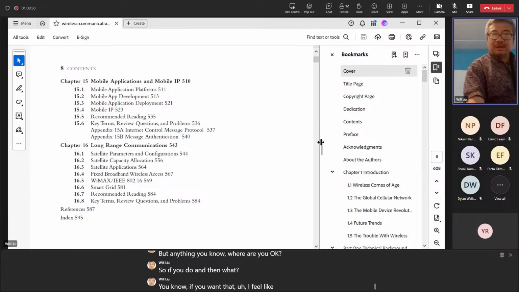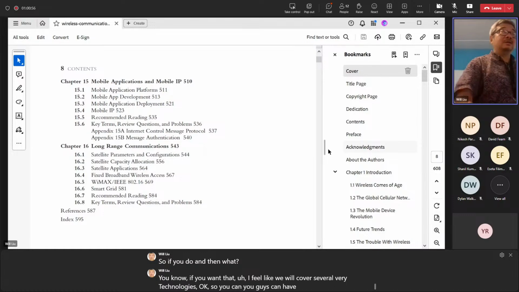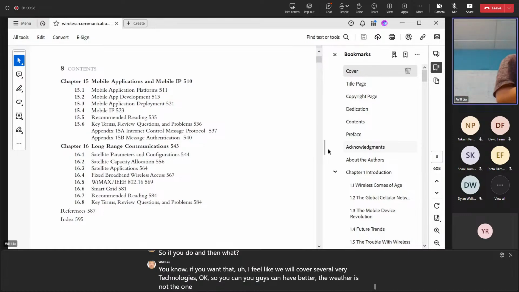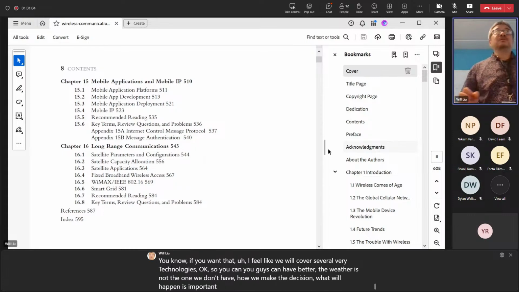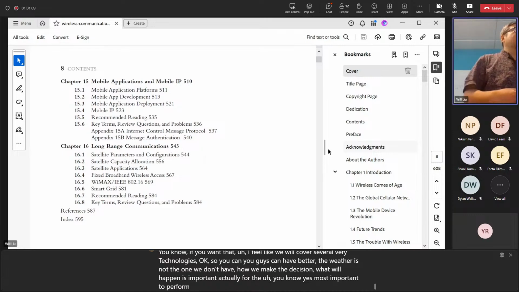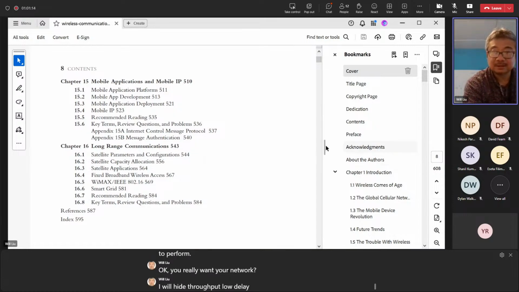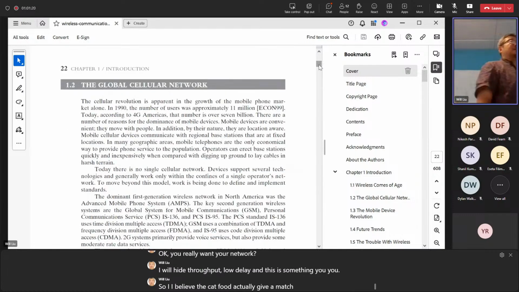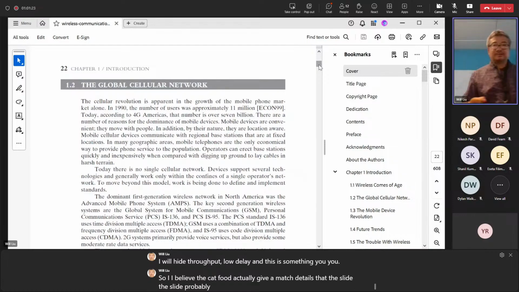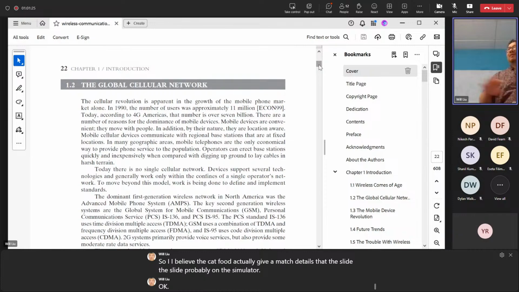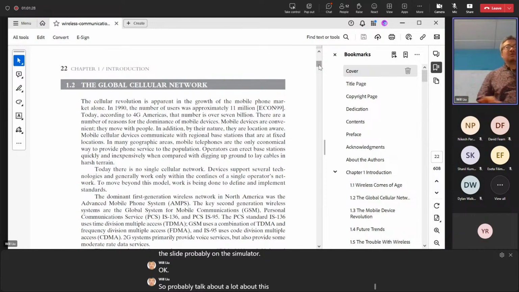I think we will cover several wireless technologies, so you guys can have a better understanding of the way we design the wireless and how we make different decisions. What is most important, especially for the users, is the performance. You really want your network to have high throughput and low delay. I believe the textbook gives much more detail than the slides. The slides probably give you the simulation. So probably we talk a lot about this sort of housework.